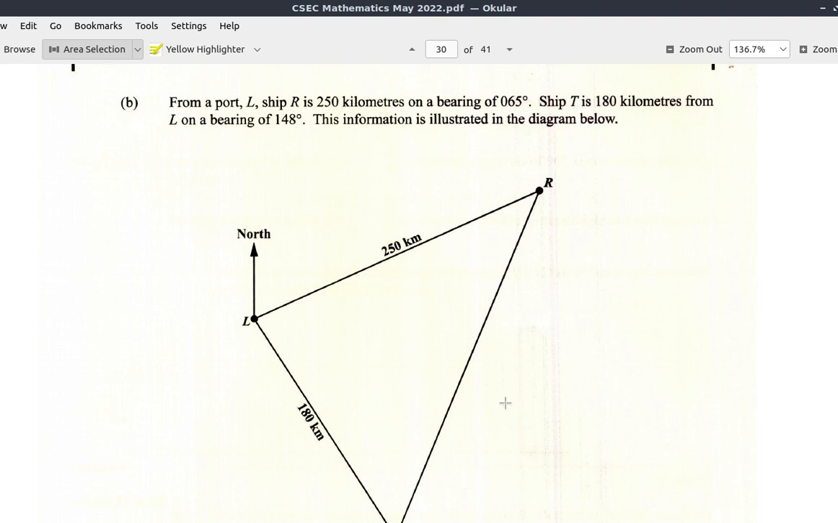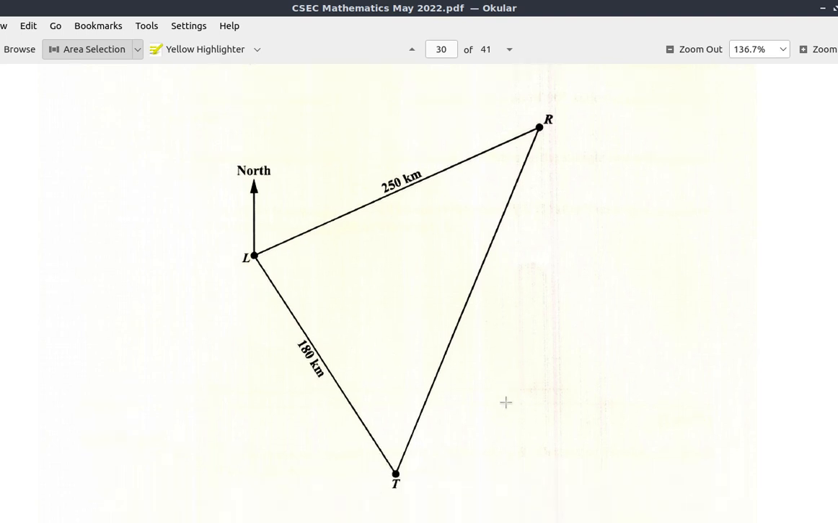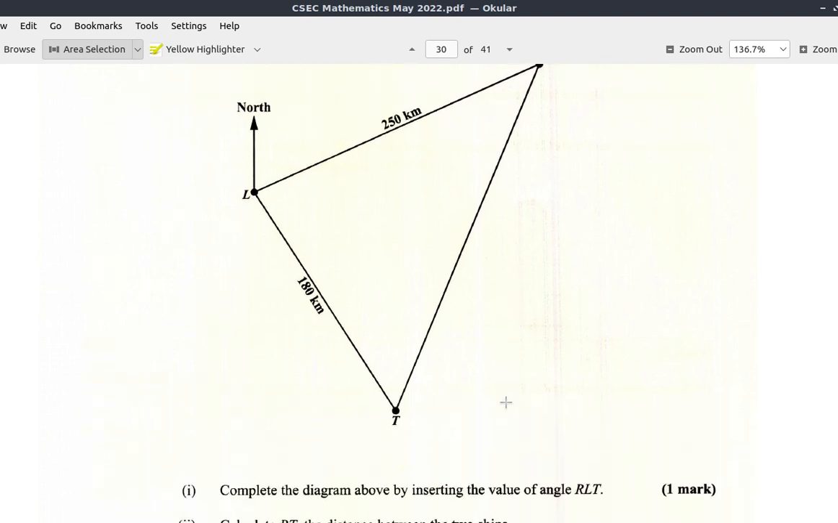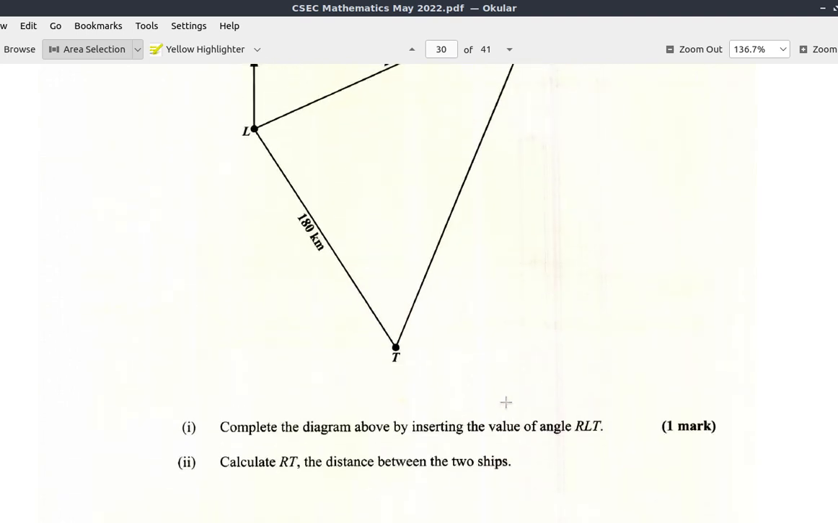Ship T is down here, 180 kilometers from L on a bearing of 148 degrees. This information is illustrated in the diagram below. What they say you must do? Complete the diagram above by inserting the value of angle RLT. Then calculate RT, the distance between the two ships.